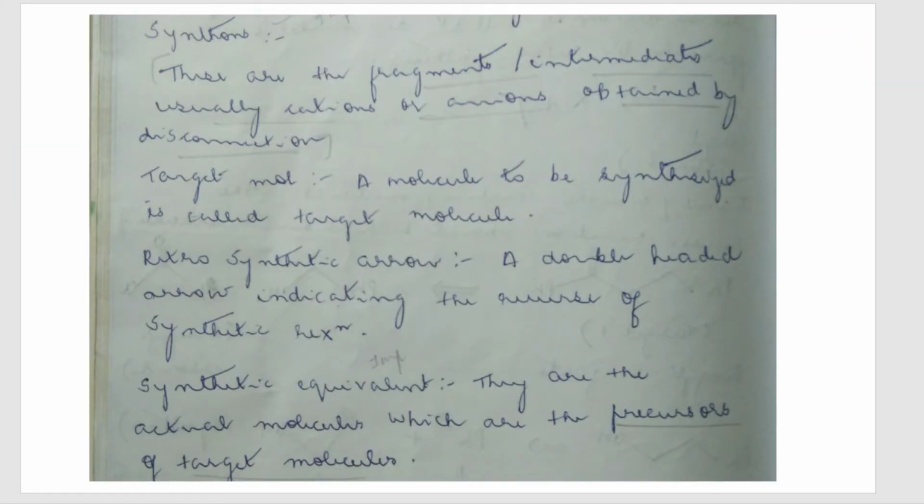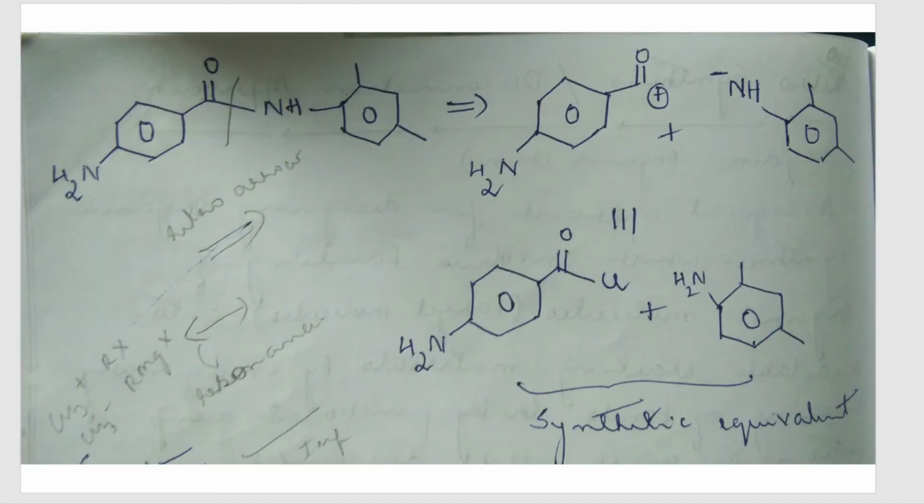These two, the cation and anion, are called synthons. Now do you understand the definition? These are fragments or intermediates, usually cations or anions, obtained by disconnection. So I disconnected this target molecule at this particular site, and whatever anion and cation I get soon after disconnecting is called synthons.